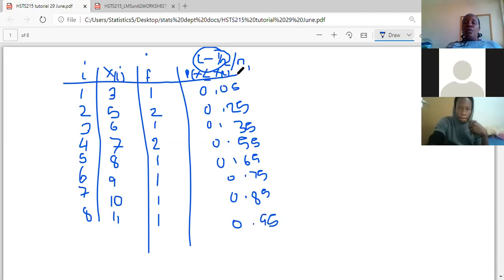Right, so that's that. Now, we want to find qi, sort of like quantiles.